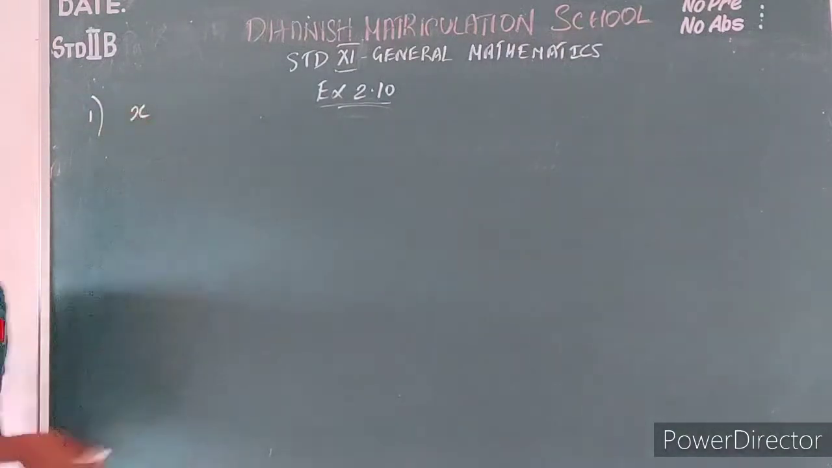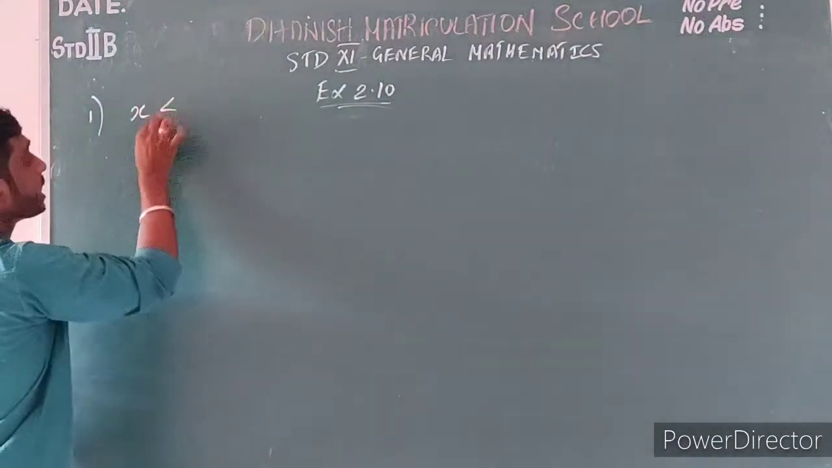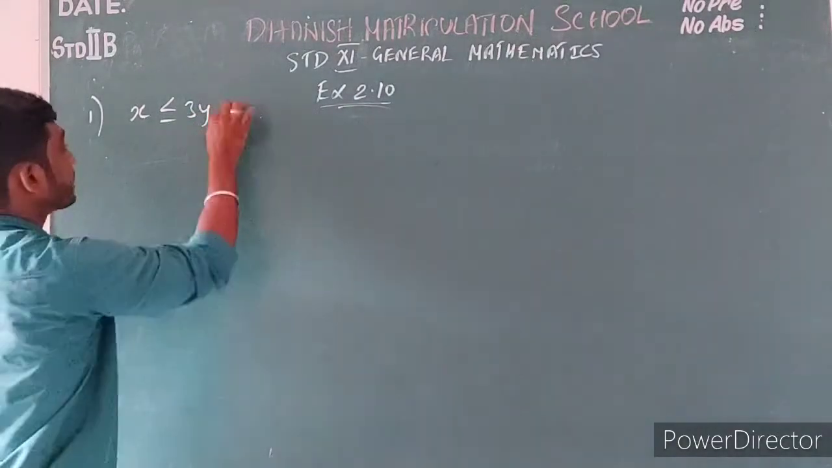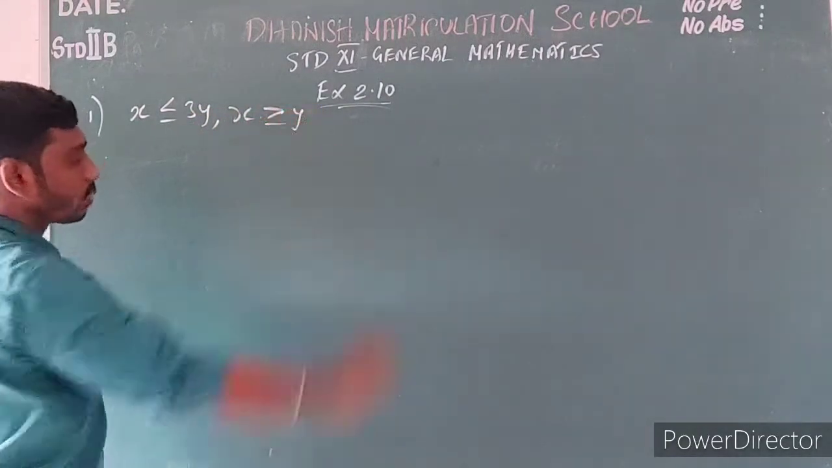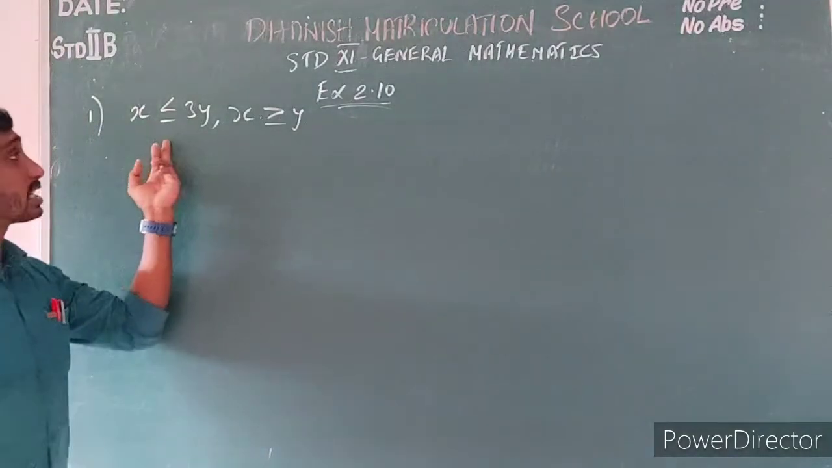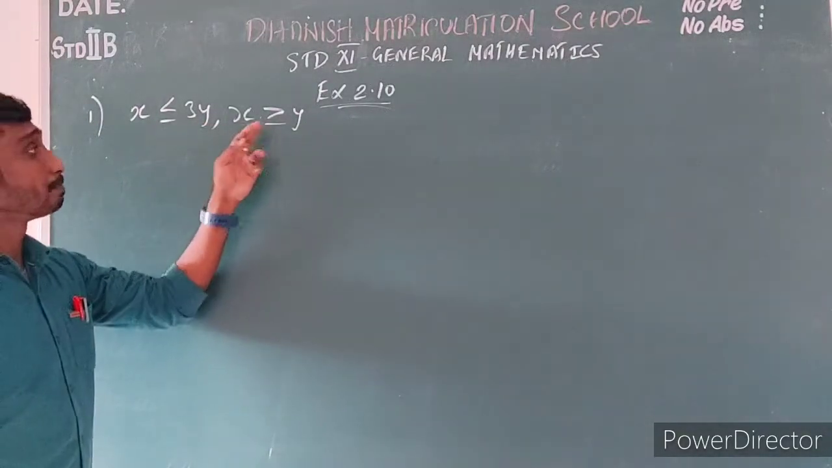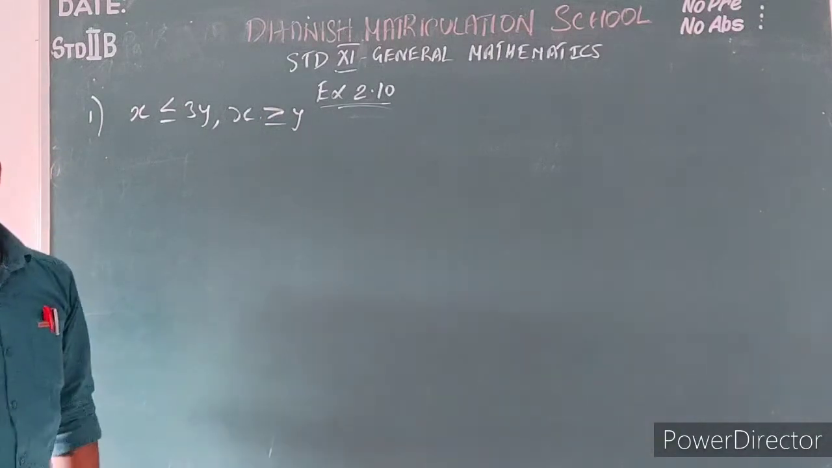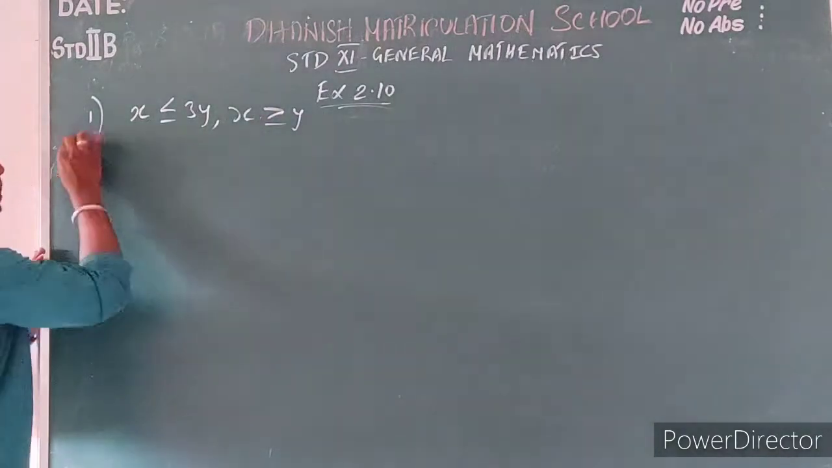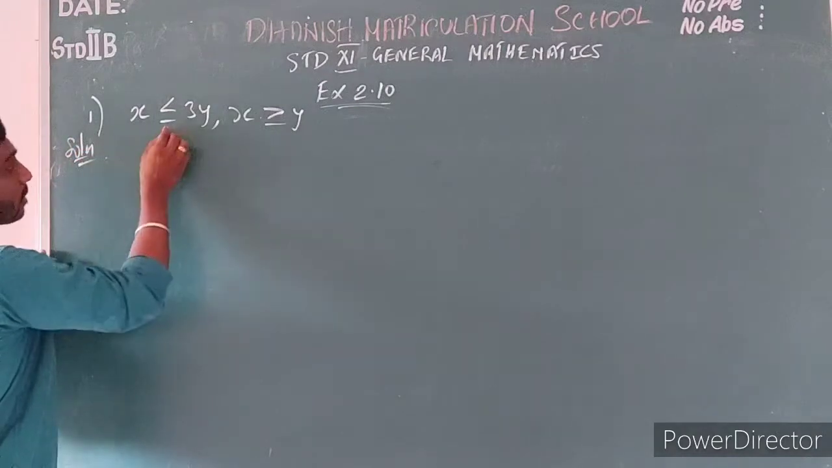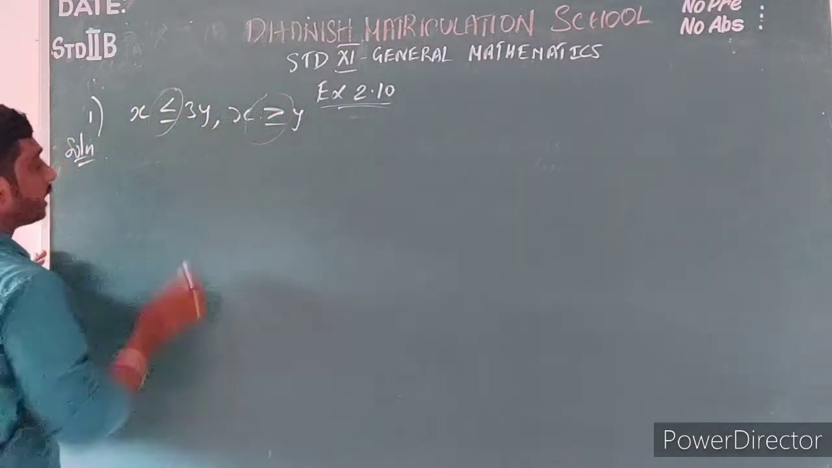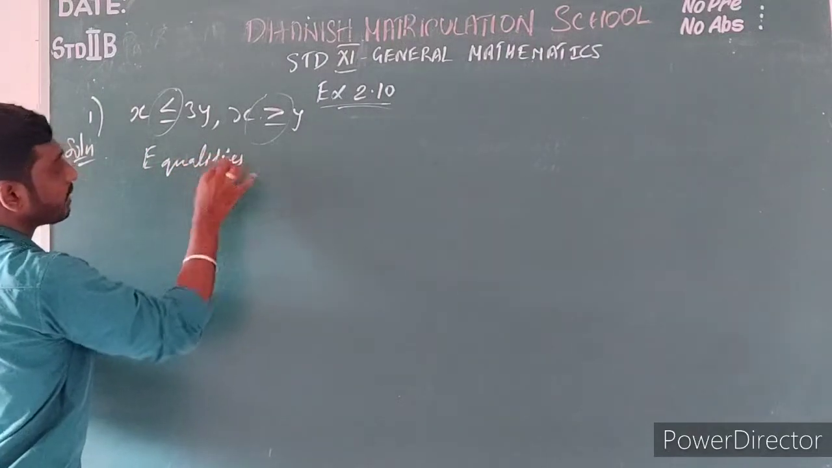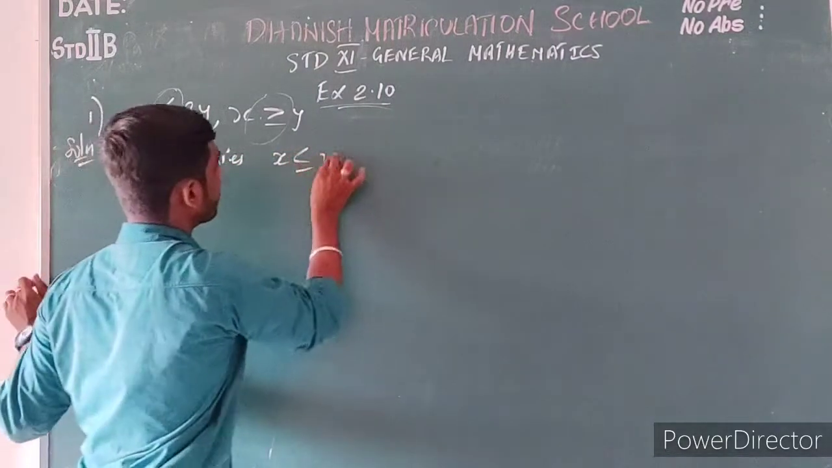That is x less than or equal to 3y, then x greater than or equal to y. So the question given here is: x less than or equal to 3y, comma, x greater than or equal to y. In this question we are going to work with the inequalities. So given inequalities, first x less than or equal to 3y.